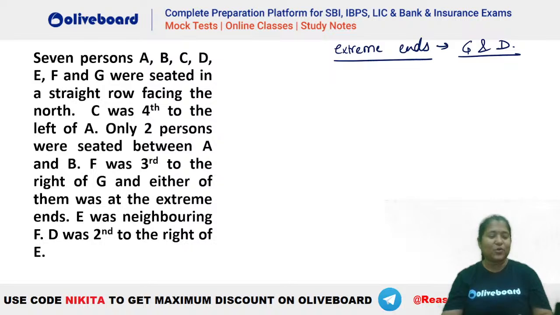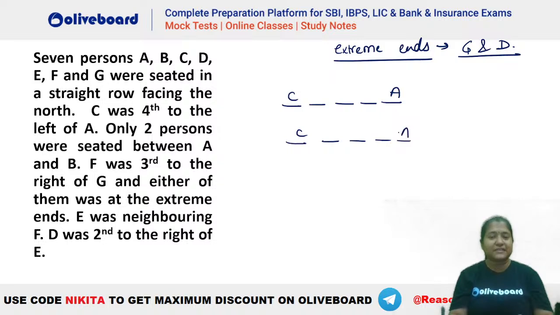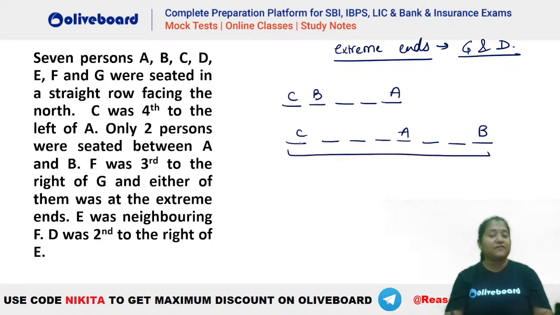Tell me who are the ones at the extreme ends, all those who have completed. G and D. Okay, let's check. So 7 people seated in a straight row facing the north. C was fourth to the left of A. Okay, C is fourth to the left of A. Something like this. Two persons between A and B. So you can see we can have two possibilities here. Either B has to be this person or B has to be this person. In this particular case, you can see how many people do we have? We have 8 people. 1, 2, 3, 4, 5, 6, 7, 8. That means this is not a possibility because we have only 7 people, isn't it? So we have drawn your B.